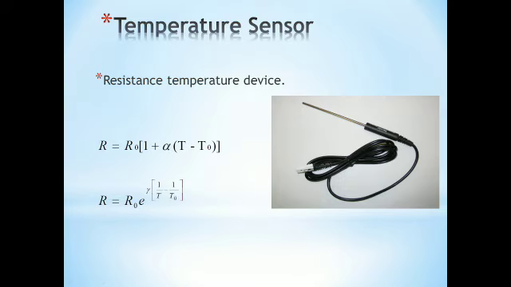On the basis of the resistance temperature device, the formula is R equals R naught into 1 plus alpha into T minus T naught. And another formula is R equals R naught e to the power gamma into 1 upon T minus 1 upon T naught.